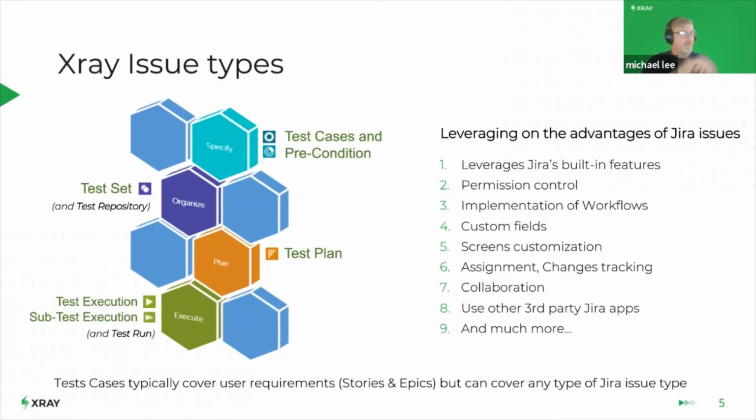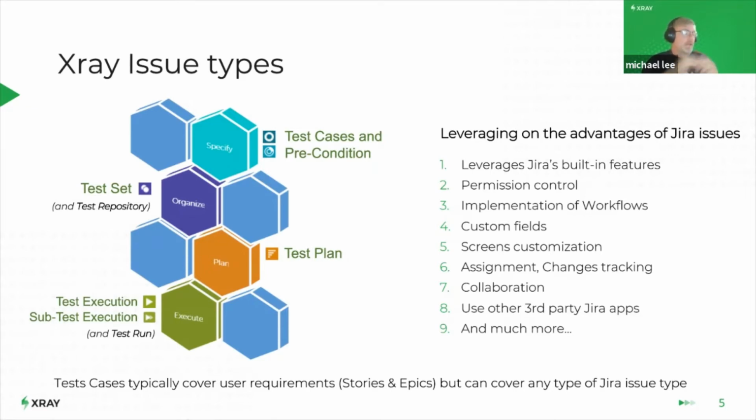Once you have them in those test sets and repositories, you also have test plans. I'll show you what that looks like, and how the test plans are utilized. And then we have test executions and subtest executions. The little annotation of test run underneath there is because inside of Xray, a test execution is required. When you execute a test, you have test run data, and you need to have some place to store that data, and that's in the test execution.